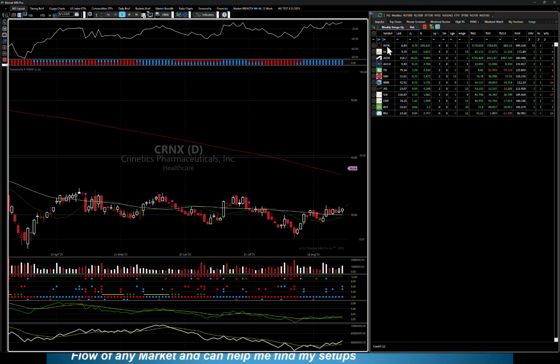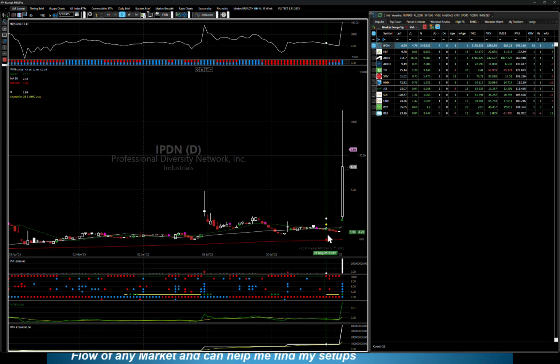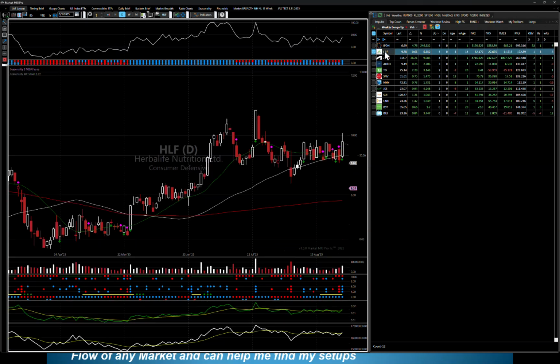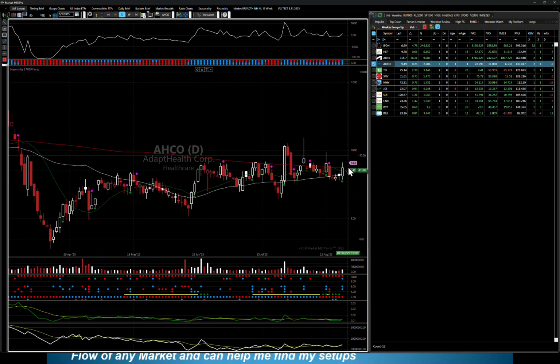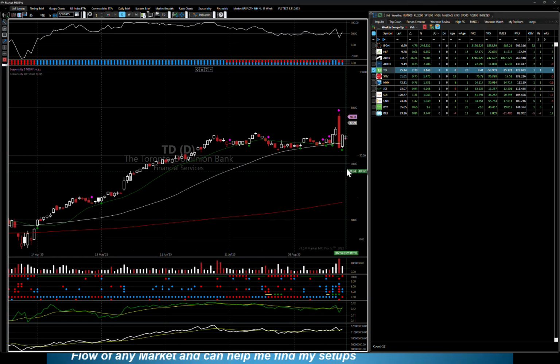Not that many. Here's that crazy stock across the 50. Robert Half, Herbalife. Here's the prior close below the 50, and here's the current close above the 50. Autodesk crossed the 50. AHCO crossed the 50. Toronto Dominion Bank crossed the 50. I think that's useful.